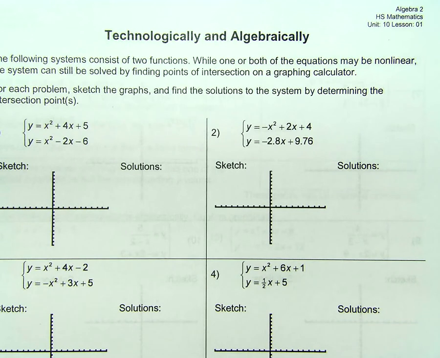The following systems consist of two functions. While one or both of the equations may be nonlinear, the system can still be solved by finding points of intersection on a graphing calculator.